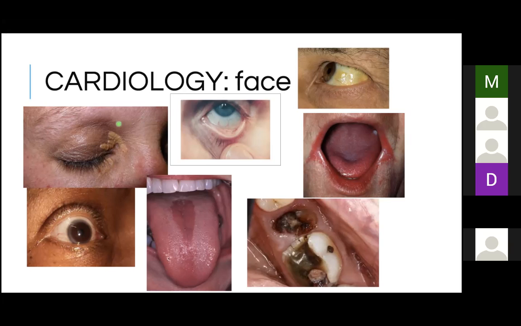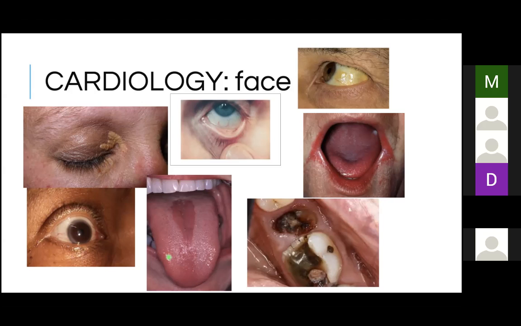And then this is xanthelasma when it's on the eyes. And when it's peripheral, like on the hands or feet, it's xanthoma, especially when it's near tendons. So pallor is important because if you have a patient and you're suspecting cardiac failure, then it could be precipitated by anemia.